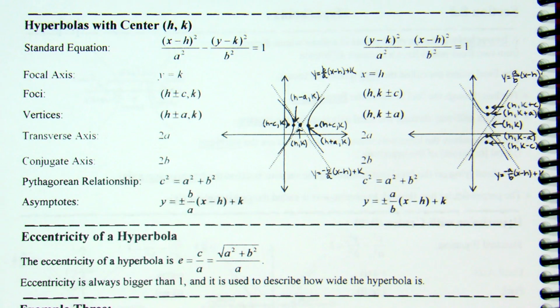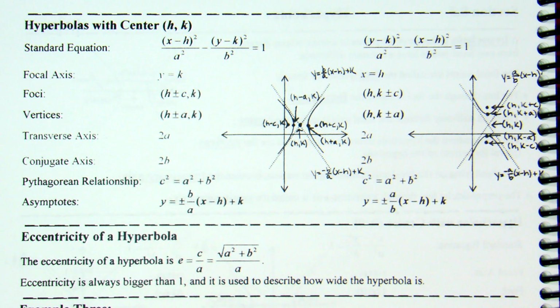Okay. Now on the back side are hyperbolas centered at (h, k). It just means we've got an h and k in everything we do pretty much. As you look at your standard equation, notice they're the same except instead of x squared, it's (x minus h) squared. Instead of y squared, (y minus k) squared. The focal axes, instead of being the x-axis and y-axis, are y equals a number and x equals a number, because again, it's scooted off the center. It's no longer centered at the origin. So our main axis is going to be different.